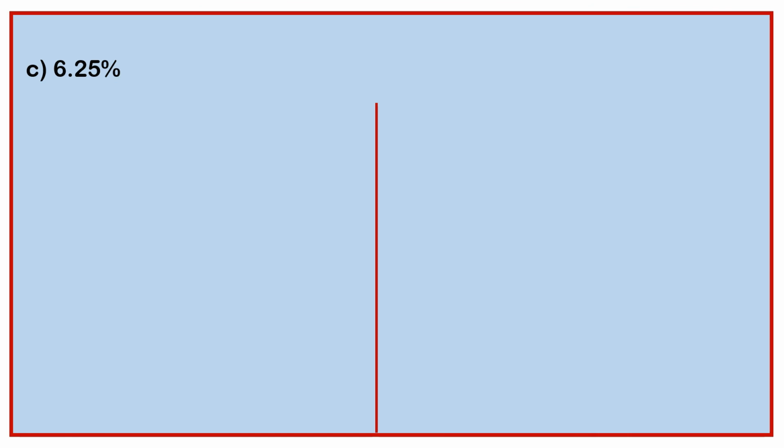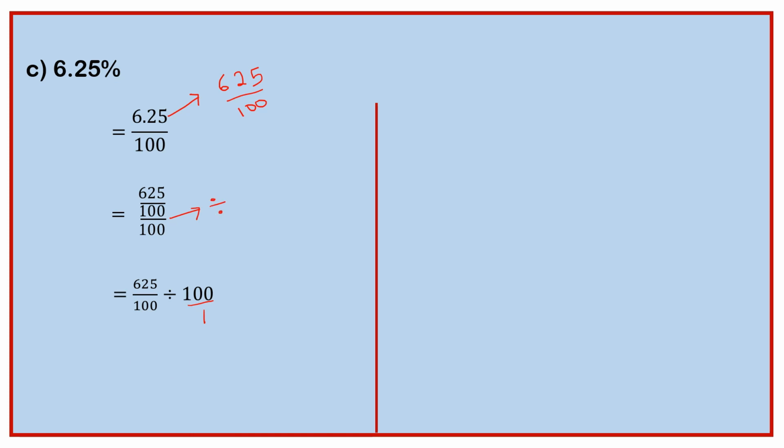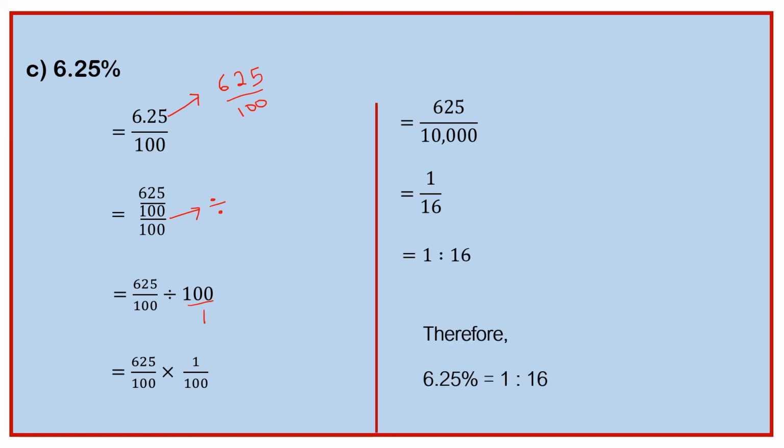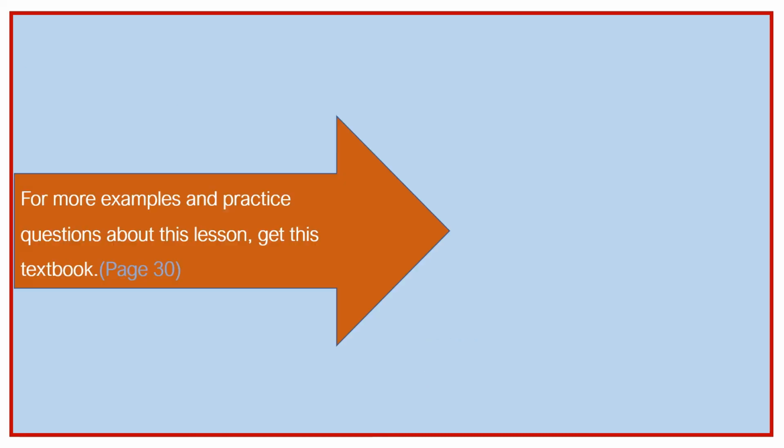Part C, we have 6.25%. This means 6.25 out of 100. 6.25 is the same as 625 out of 100, such that we can get 625 out of 100 divided by 100. Okay, and we come up with 625 out of 100 times 1 out of 100, such that we come up with 1 out of 16. So the ratio is 1 to 16.